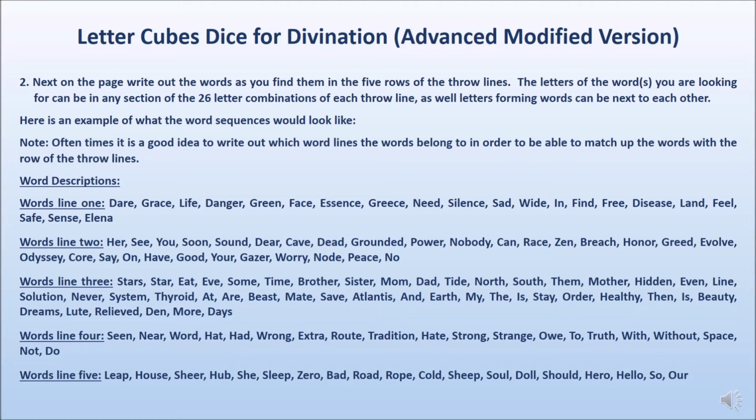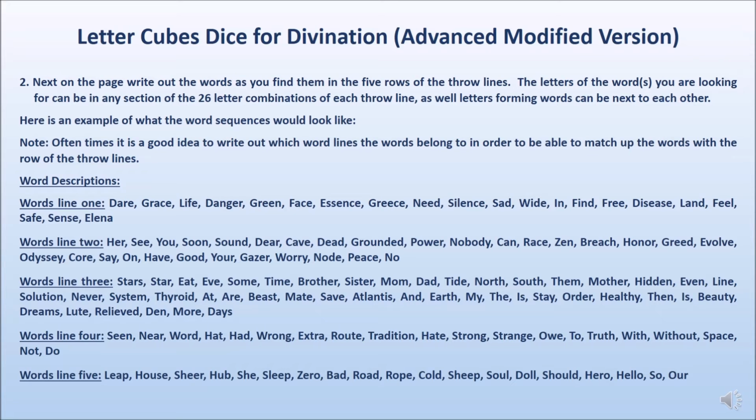So this is step 2. So next on the page, write out the words as you find them in the 5 rows of the throw lines. The letters of the word or words you are looking for can be in any section of the 26 letter combinations of each throw line. As well, letters forming words can be next to each other in each of the throw lines.